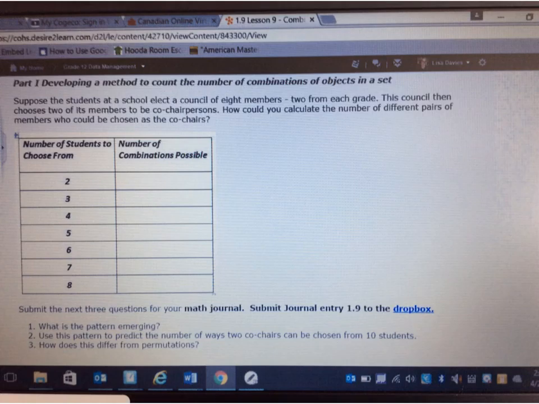Hi, Tyler. I think this is the question that you were asking about for the journal entry for 1.9. All I want you to do here is just fill in the chart using the choose feature.